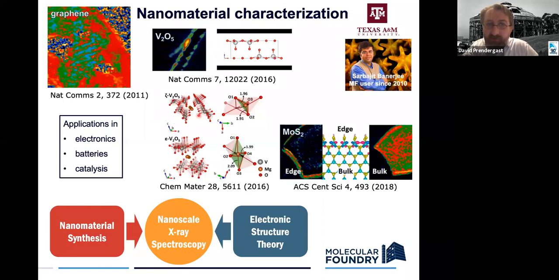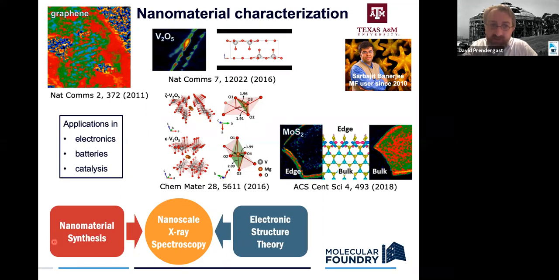We've also looked at candidate materials for battery cathodes, so energy storage materials. Vanadium oxide was one. And then catalytic systems as well. So this molybdenum disulfide system I mentioned before was useful in producing hydrogen electrochemically. And so we were able to understand that there may be defects at the edges of this particular crystal that allow the system to catalyze the production of hydrogen in acidic solutions.